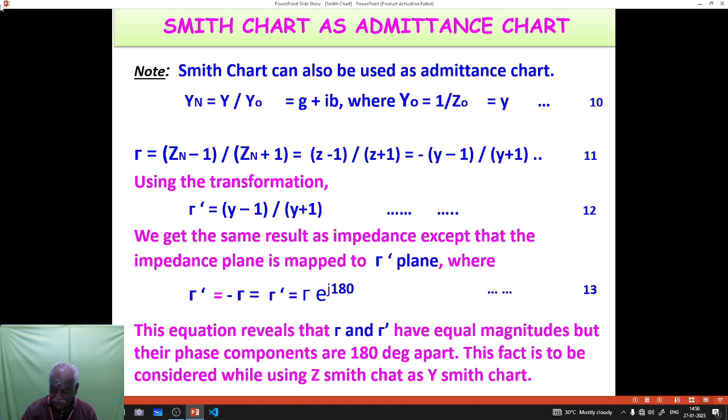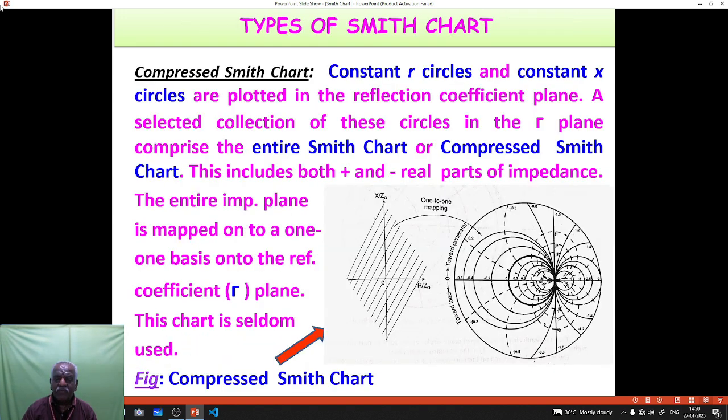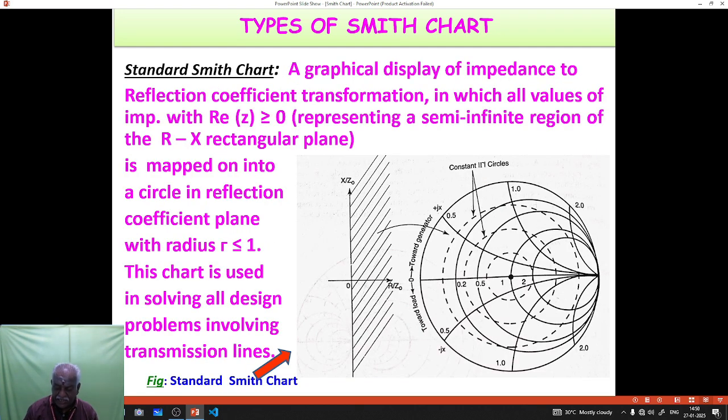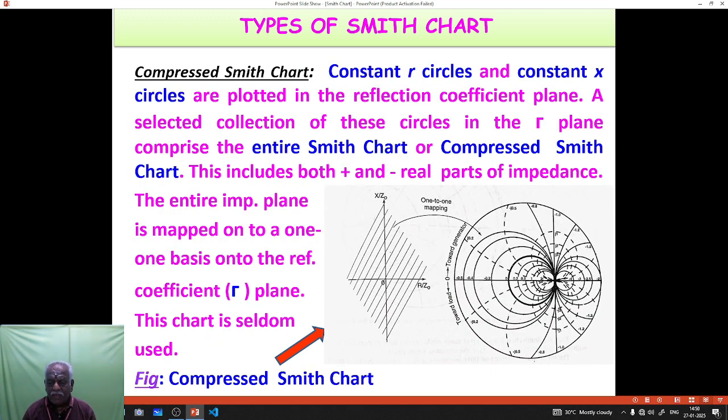Now what are the two types of the Smith chart? We have two types: one is a compressed Smith chart, and the other is a standard Smith chart. Compressed Smith chart means the entire impedance plane, that is both resistance and reactance, is mapped on a one-to-one basis onto the reflection coefficient plane. This is called the compressed Smith chart, or entire Smith chart.